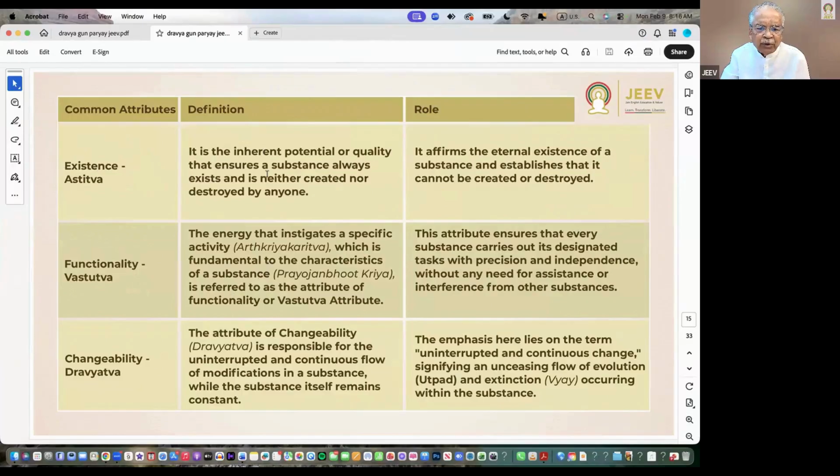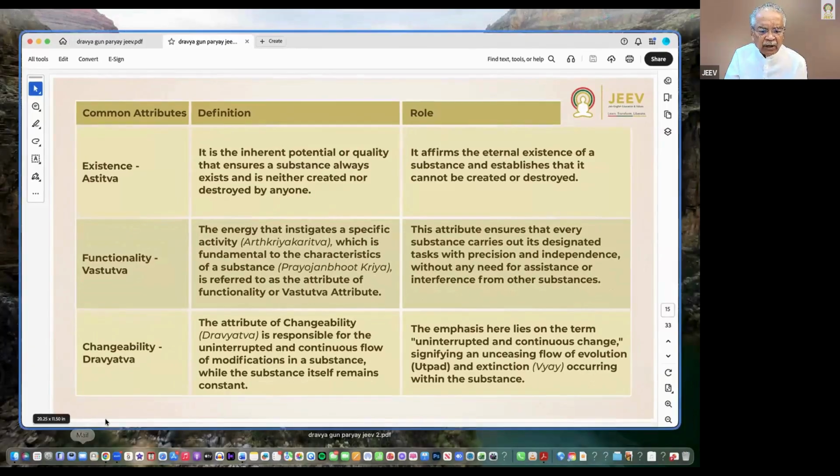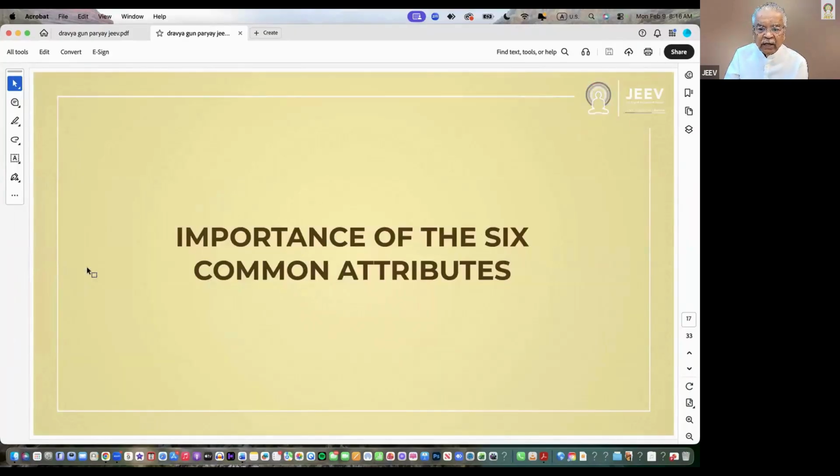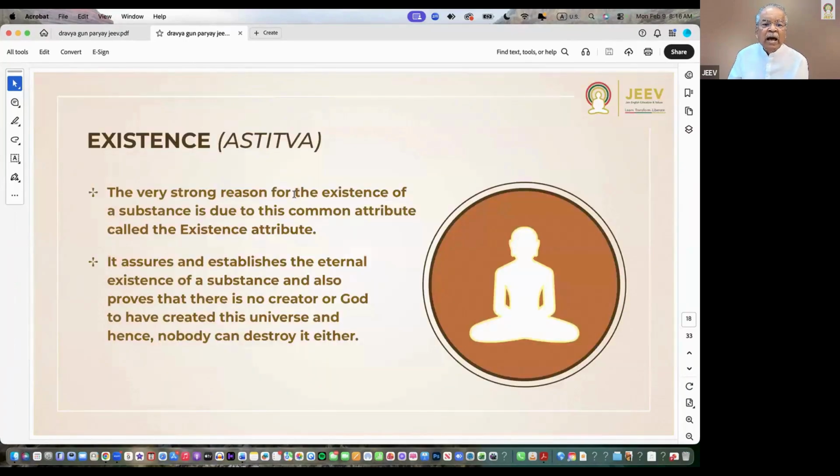Eternal existence attribute we talked about, and we learn about it. And as I said, one can get liberation, Samyak Darshan, just by knowing this one alone. This is the beauty of these common attributes. Similarly, the rest of the five, like functionality, changeability, and then what's next? Knowability, Aguru Lagutva and Pradeshatva, all these things, when you know them in their own nature, then one can obtain Samyak Darshan.